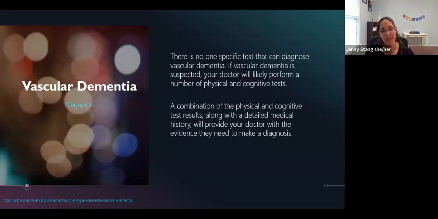There is no one specific test that can diagnose vascular dementia. If vascular dementia is suspected, your doctor will likely perform a number of physical and cognitive tests. The combination of physical and cognitive test results, along with a detailed medical history, will provide your doctor with the evidence they need to make a diagnosis, okay?